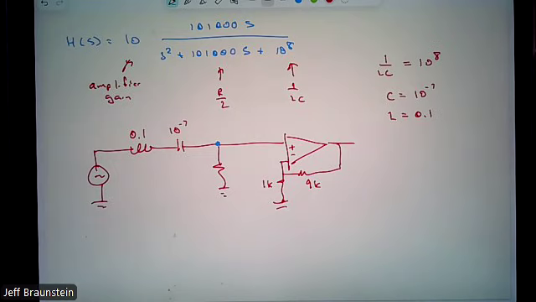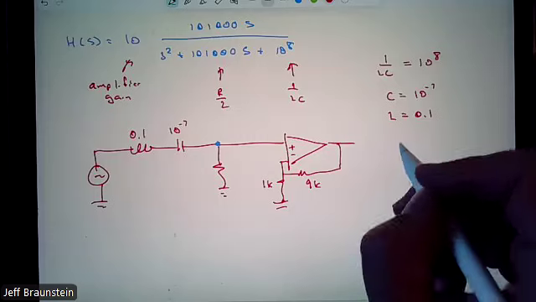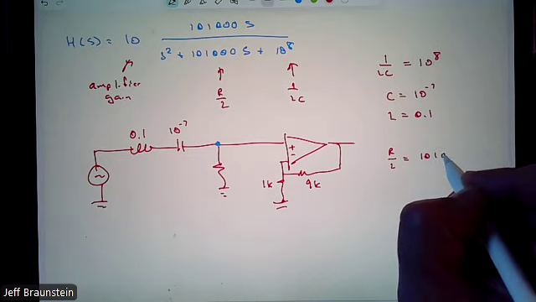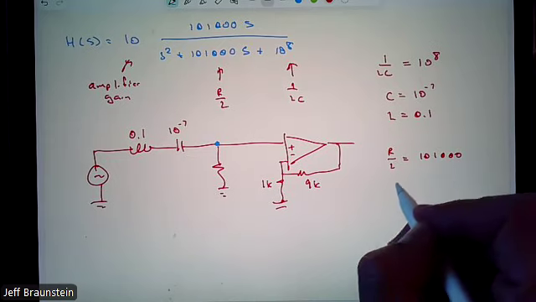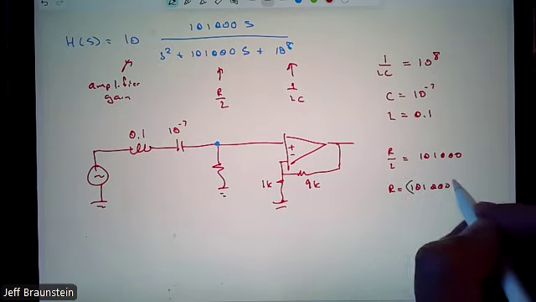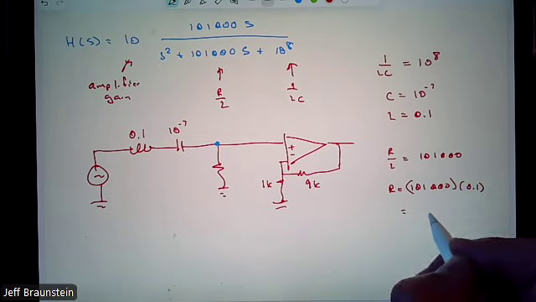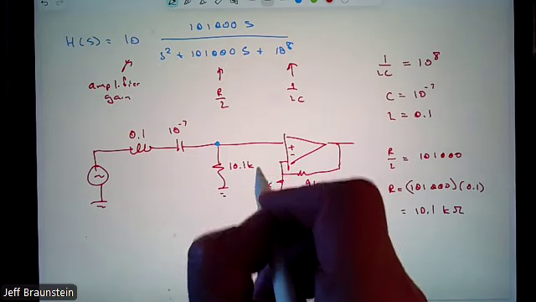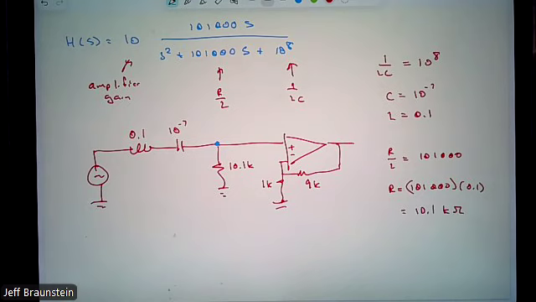And so our final characteristic here, we're not working with alpha and omega because we work directly with the transfer function. We have R over L equals 101,000. And we can get R equals, having already picked a value for L, times 0.1. And we get 10.1 kiloohms. And we're done. So here's the design for our bandpass filter using a second order RLC circuit with the output across the resistor.